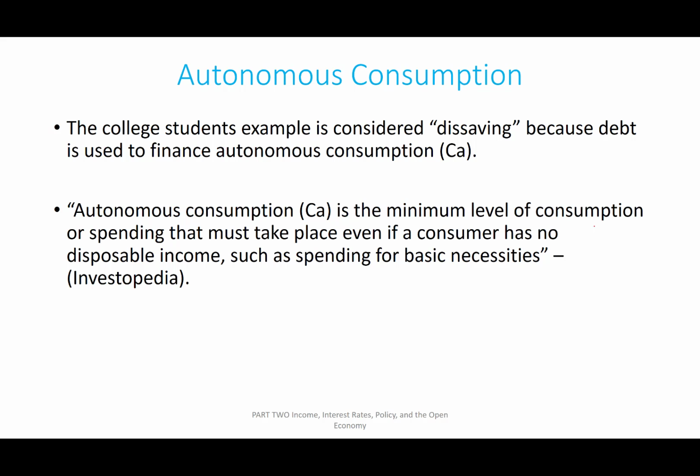The college student's example is considered dissaving because debt is used to finance autonomous consumption. Autonomous consumption is the minimum level of consumption or spending that must take place even if a consumer has no disposable income, such as spending for basic necessities.